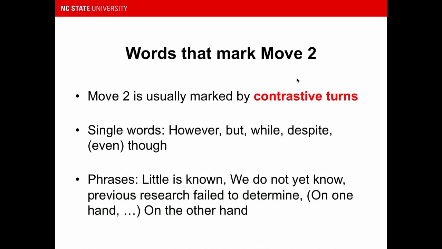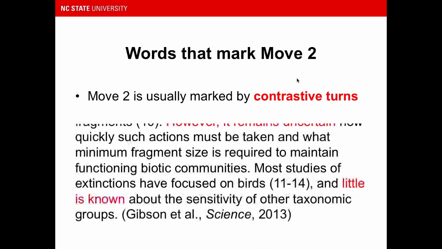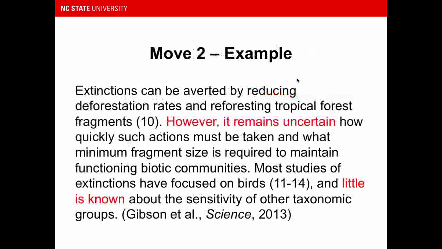So what does that look like? Let's return to the example introductions that I had previously. This is the science article about deforestation. Now, as I mentioned, they had quite a lengthy literature review. They were reviewing what is known about deforestation and what is known about the species loss that happens after deforestation. So the last sentence of their literature review, the last sentence of their Move 1, is this first sentence here. They state, extinctions can be averted by reducing deforestation rates and reforesting tropical forest fragments.